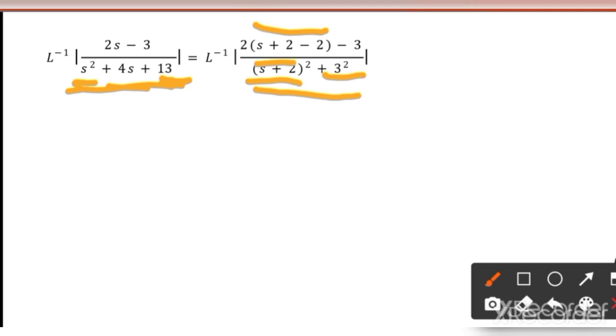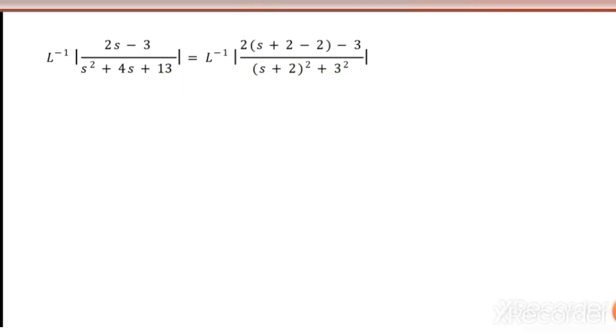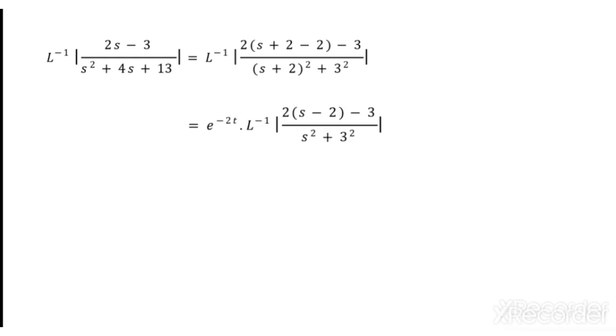Now shift by taking e power minus 2t out. So e power minus 2t, if I take it out, what does it give now? L inverse of, wherever now s plus 2, take only s. So we have numerator s plus 2, make it as s minus 2 minus 3, by (s plus 2) the whole square plus 3 square, which now converts to s square plus 3 square. So I can split 2s minus 4 minus 3 gives 2s minus 7. So in the numerator we have 2s minus 7 by s square plus 3 square.